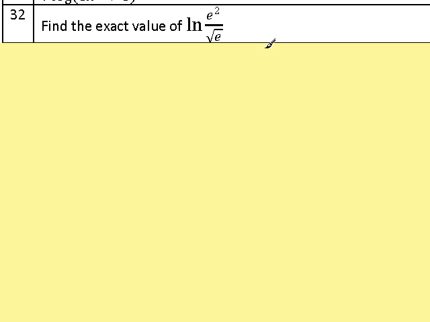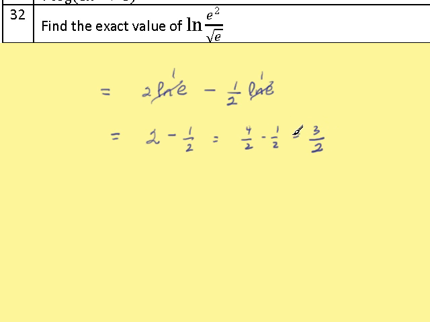Number 32, we want the exact value of ln of e squared over the square root of e. So we're going to expand. So this is 2 ln e minus 1/2 ln e. Okay, now ln e is equal to 1. So this is equal to 2 minus 1/2, or 4/2 minus 1/2. So we have 3/2.